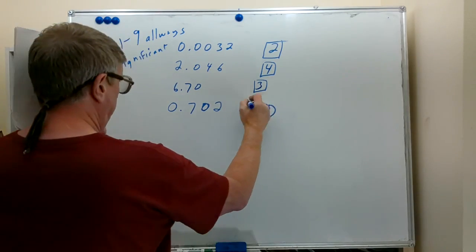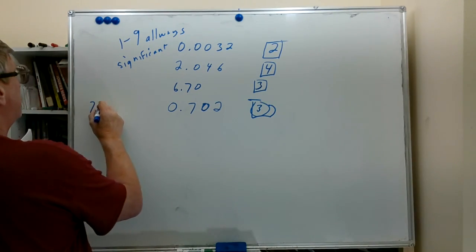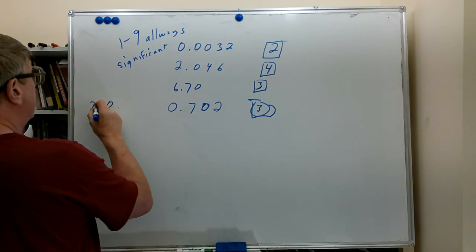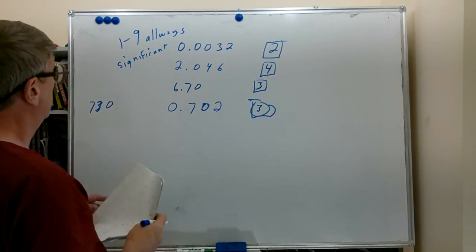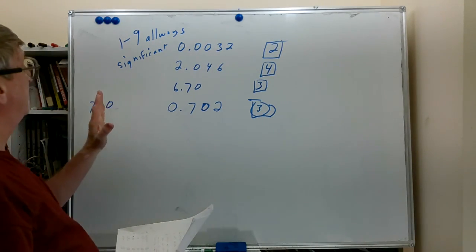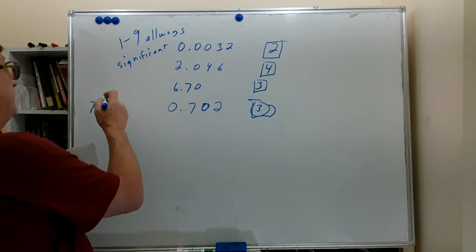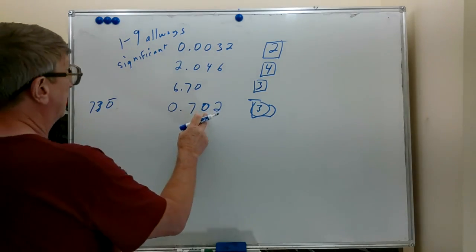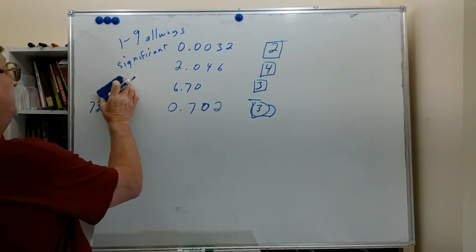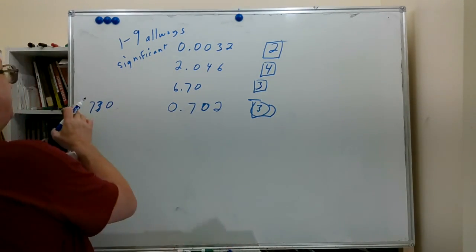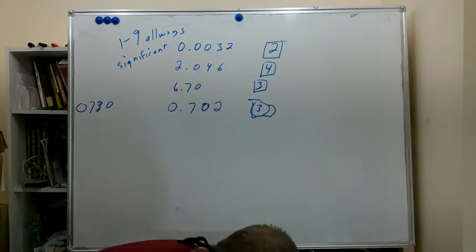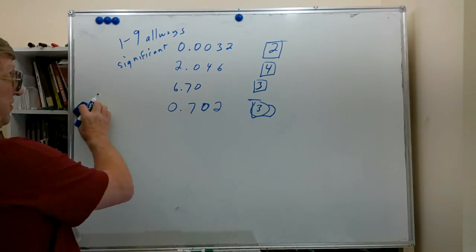For example, if we had 730, just 730. This 0 is the rightmost edge of the whole number portion. It's not significant unless we tell it so. This 0 does not fall into the rightmost edge of the whole number portion, nor does it fall into a leading 0 like that on the whole number portion. So this 0 is a significant digit.